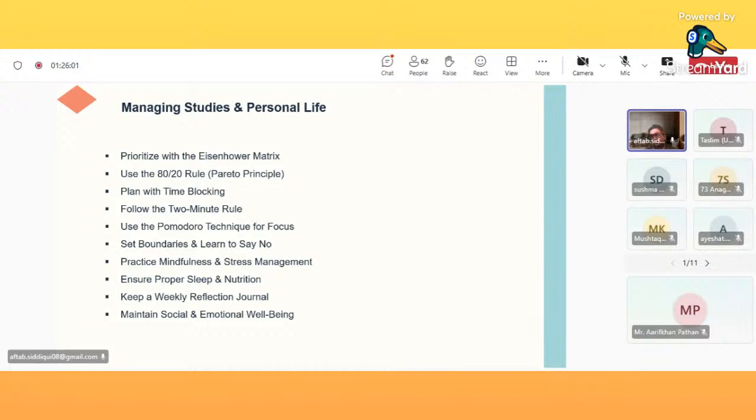Then the 2 minutes rule: if some task requires only 2 minutes, psychology says do it instantly. Use the Pomodoro technique. This is a very good technique for focus. Often what happens is the student takes a book and keeps on learning for hours and hours, and nothing goes in the mind. With the Pomodoro technique, every 25 minutes they can take a 5 minute break. Pomodoro is also an app on Google Play. They can download that app also.